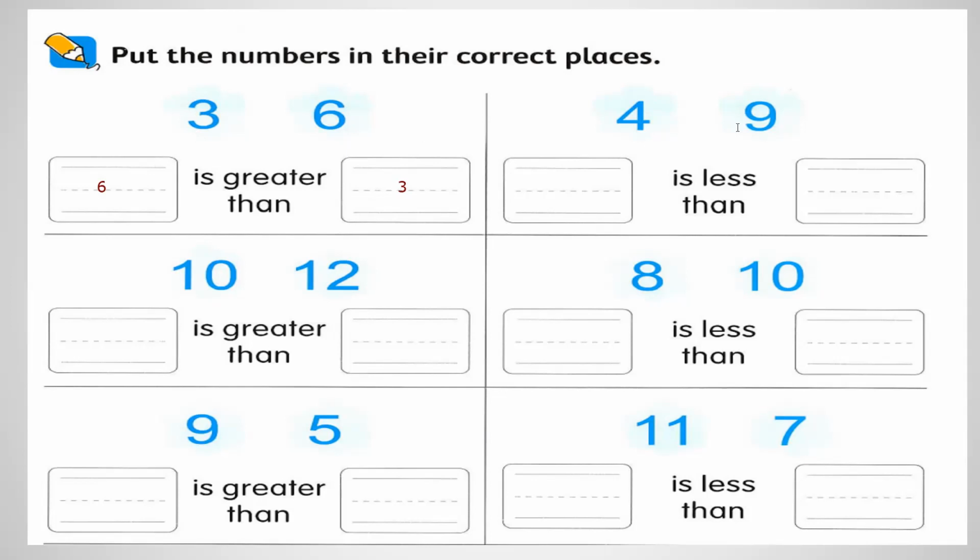Again, here we have 4 and 9, and this word is less than. We said less means smaller. So which is smaller, 4 or 9? Yes, it's of course 4, so put 4 first. And the other number will be here. Now let's read. It's read as 4 is less than 9. 4 is smaller than 9.